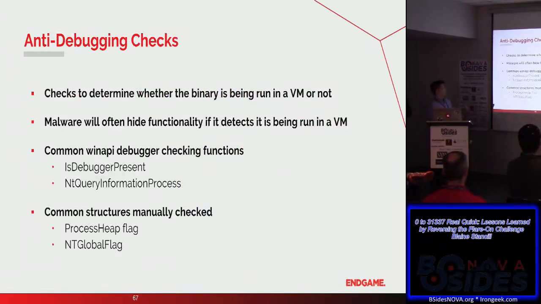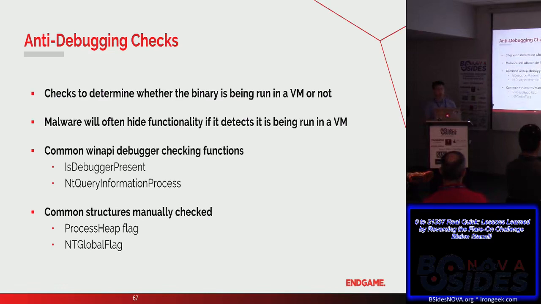So anti-debugging checks. These are basically checks to determine whether a binary is being run in a VM or not. If malware detects that it is being run in a VM, it will usually try to hide some functionality or behave in a different way than it normally would, just to make it more difficult for reverse engineers to fully understand what the program actually does when not being analyzed. Some common WinAPI debugger checking functions include IsDebuggerPresent and NtQueryInformationProcess, and some common structures that are manually checked include the process heap flag and the NtGlobalFlag. It's actually pretty easy for the most part to deal with most anti-debugging checks, especially if you have IDA. There's an extension called IDA Stealth, which makes it simple, checking some options to basically nullify most of these anti-debugging checks.